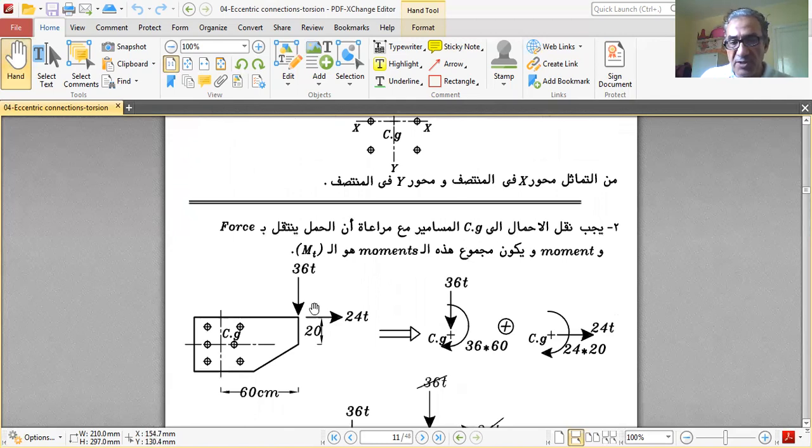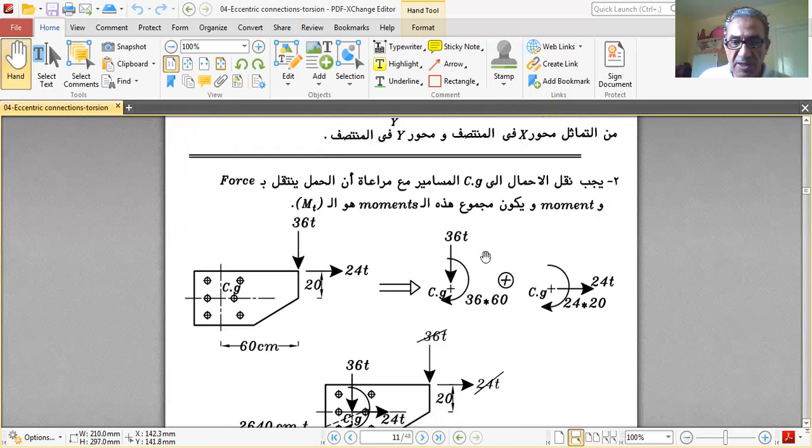We have to move the forces to the CG of the bolt group, knowing that the force will be transferred by a force and moment, and the summation of the moments is MT. So here, a numerical example: we have 6 bolts, 60 centimeters and 20 centimeters. This is 36 ton down, 24 ton in the positive x direction. The vertical force will be moved to the bolt group with 36 and a moment of 36 by 60. And the horizontal one will move to the bolt group by a force and moment. Force is 24 and moment is 24 by 20.